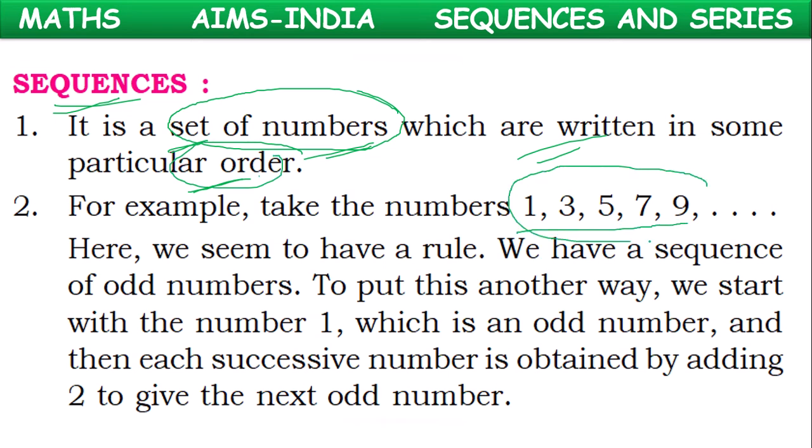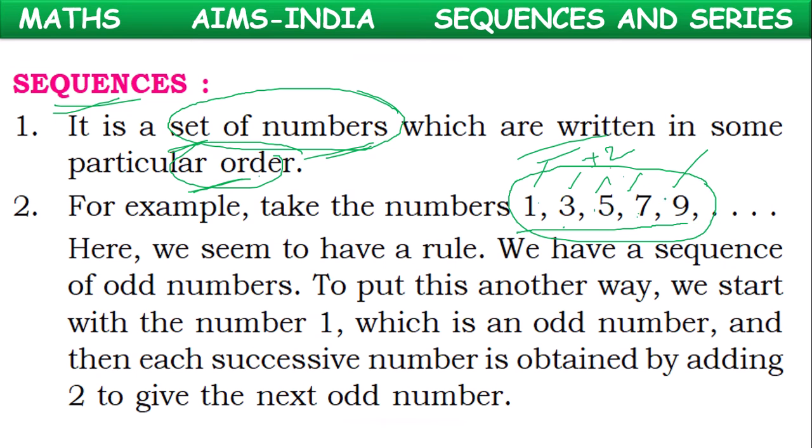This is a group of numbers. So they are having some order. In which order have we written them? They are all odd numbers starting from 1. The difference between each two elements is plus 2. 1 plus 2 is 3, 3 plus 2 is 5, 5 plus 2 is 7, 7 plus 2 is 9.